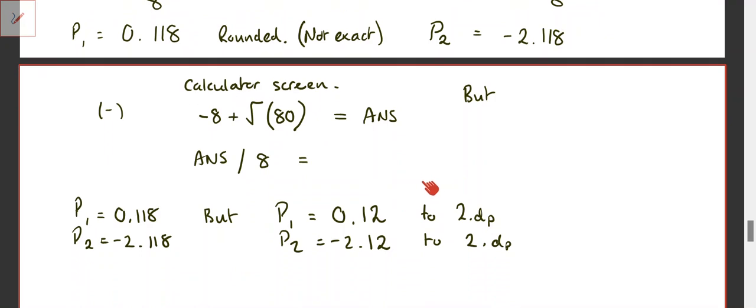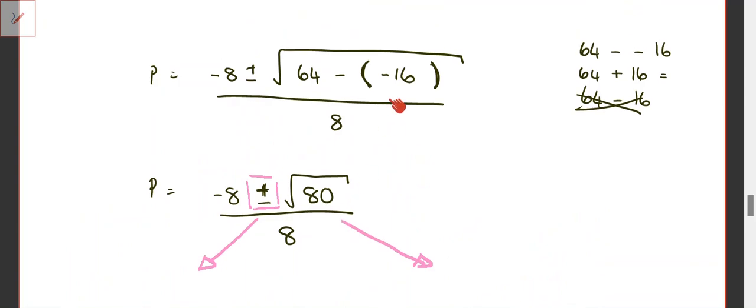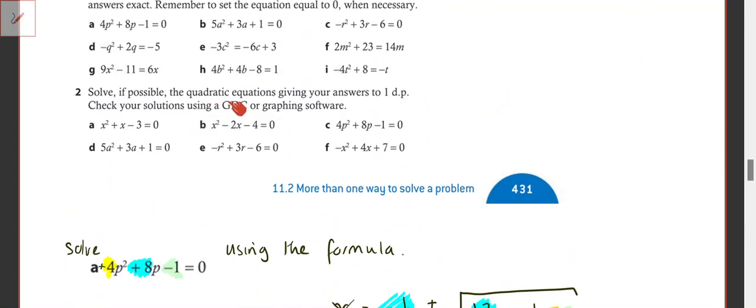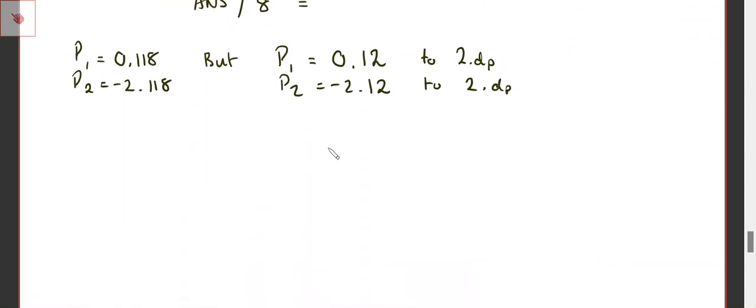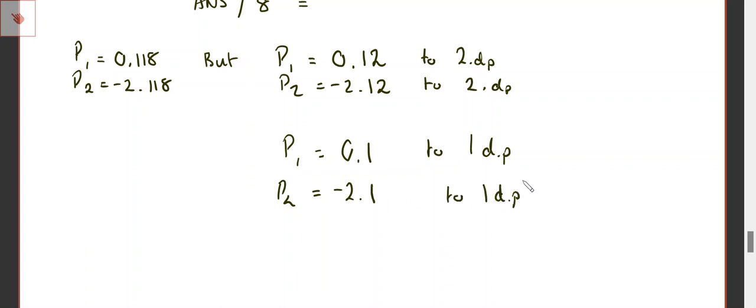Got that? So it depends. Now, another question actually says to you, give your answers to 1 decimal place. So P1 would actually be what to 1 decimal place? 0.1 to 1 decimal place. P2 would be, sorry, not 0 at all, negative 2.1. Yes. Yeah.